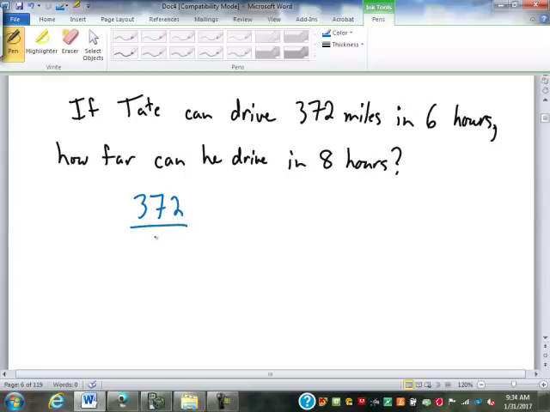We have 372 miles in 6 hours. You can write it like that. So in their other ratio, miles would have to be on top and hours on bottom again so that they match up. So the 8 hours has to go on bottom. Cross multiply and divide. And yes, you do get 496.